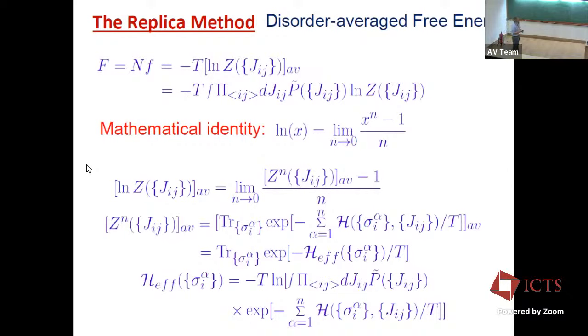So how do you actually go about calculating those macroscopic thermodynamic properties in theory? The prescription is this: you have to calculate this Z. This Z is what I have told you here. This Z depends on all the Jijs. And this trace is, of course, a trace over Si.